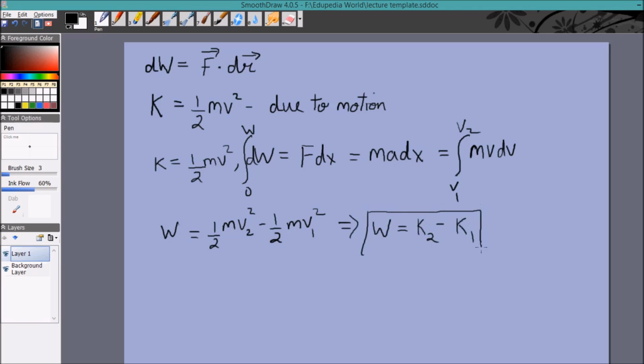This is a very important result, which is known as the work energy theorem. So if we do a positive amount of work on a body, its kinetic energy will increase. If we do a negative amount of work on a body, the kinetic energy will decrease, right? This is valid for a single particle, right?